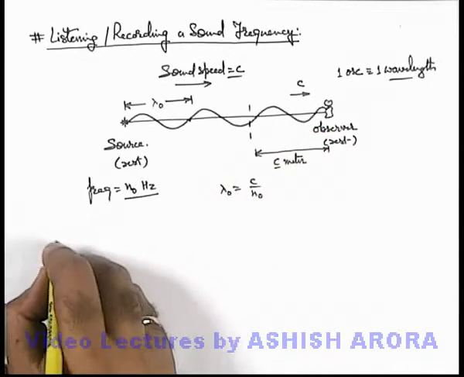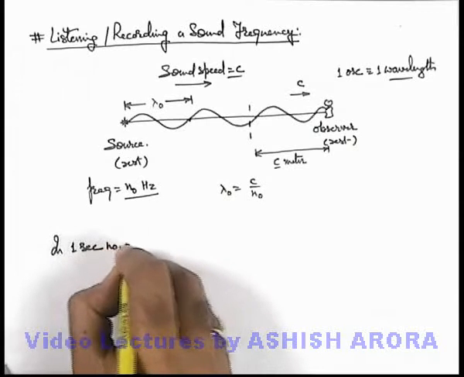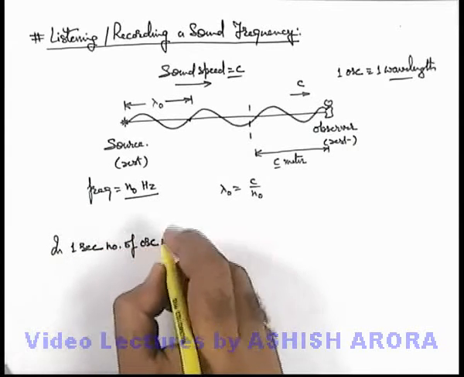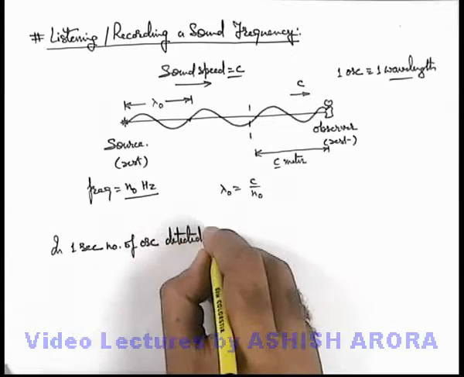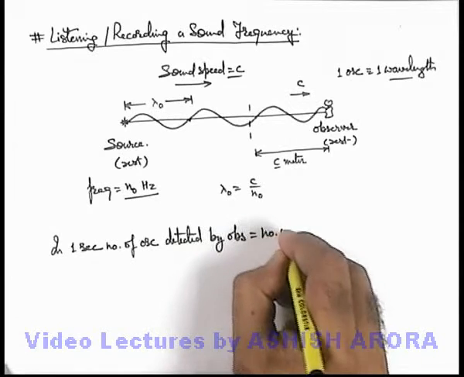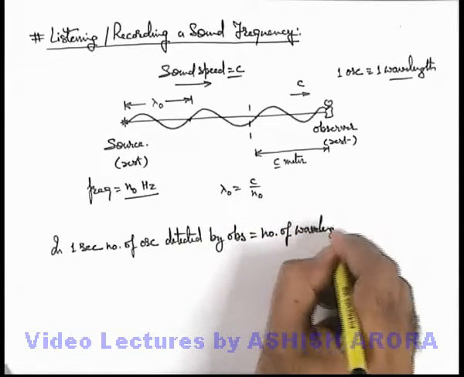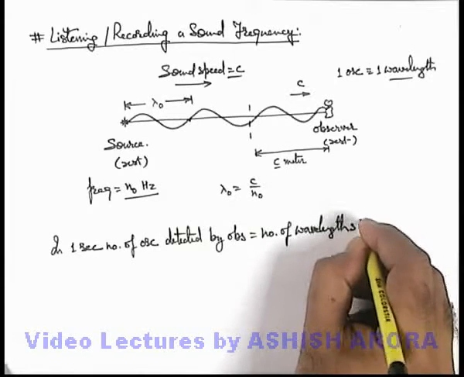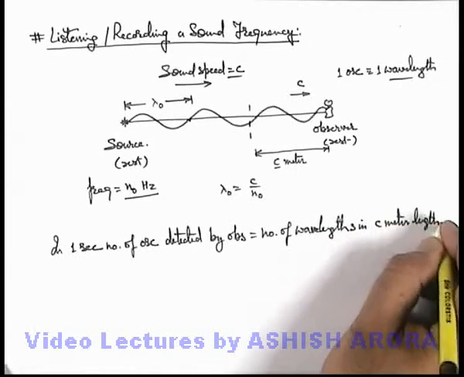So we can say in 1 second the number of oscillations detected by the observer is equal to the number of waves or wavelengths in c meter length. I hope it is clear to all of you.